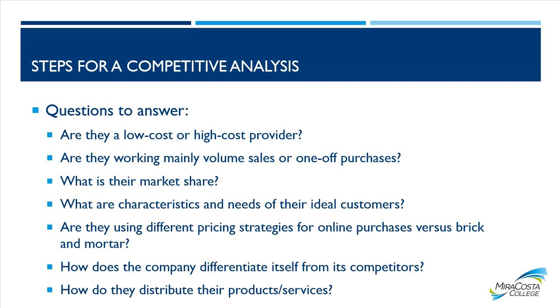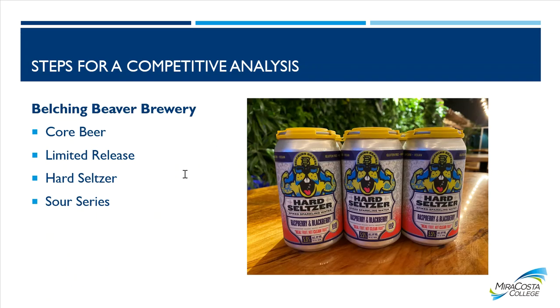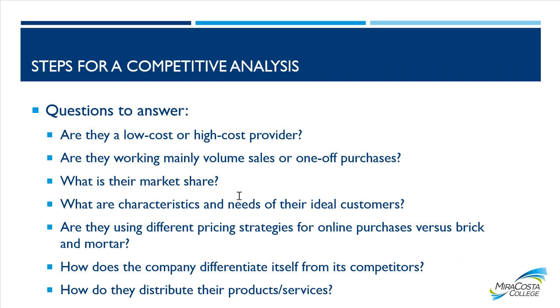So some things to think about. Are they a low cost or high cost provider? Are they working mainly volume sales or one-off purchases? What is their market share? What are characteristics and needs of their ideal customers? Are they using different pricing strategies for online purchases versus brick and mortar? So, when you order beer online versus in person versus a distributor like a grocery store, what are the different prices? How does the company differentiate itself from its competitors?